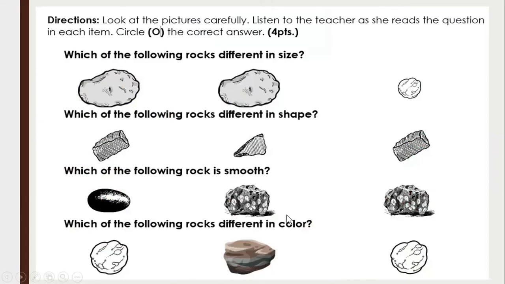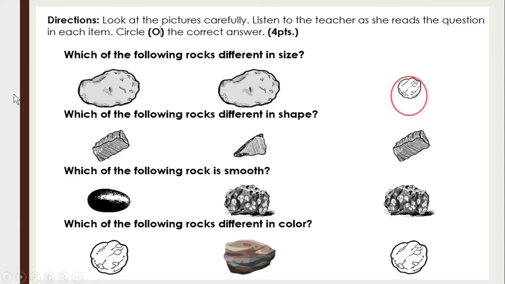Let's have an activity. Directions. Look at the pictures carefully. Listen to the teacher as she reads the question in each item. Circle the correct answer. Number 1. Which of the following rocks are different in size?